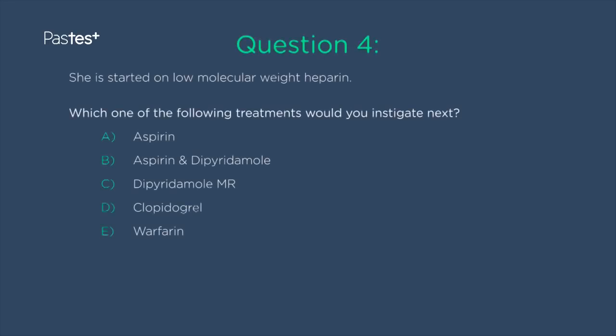She was started on low molecular weight heparin. Which of the following treatments would you institute next? I'll give you a moment to consider your options. If you chose warfarin, that's answer E, you were correct.